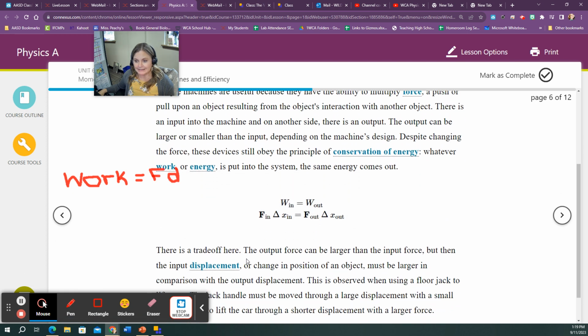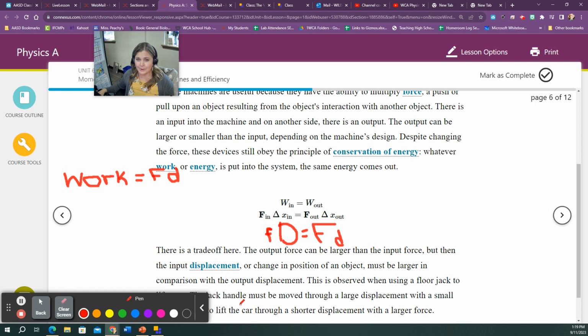So work in is equal to work out. If you're putting work into something, you should get the work out of it. So we have to break that down into force times distance in equals force times distance out. A simple machine allows this force here to be little, making that a lowercase just so we can understand, and this distance to be real big. And then this force ends up being bigger, but the distance is real small.